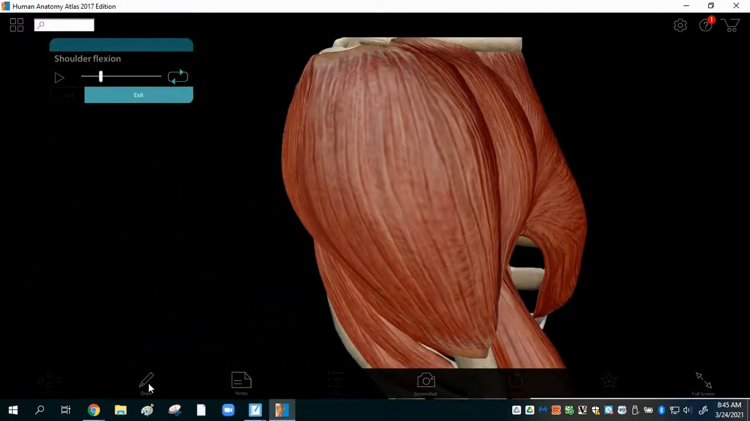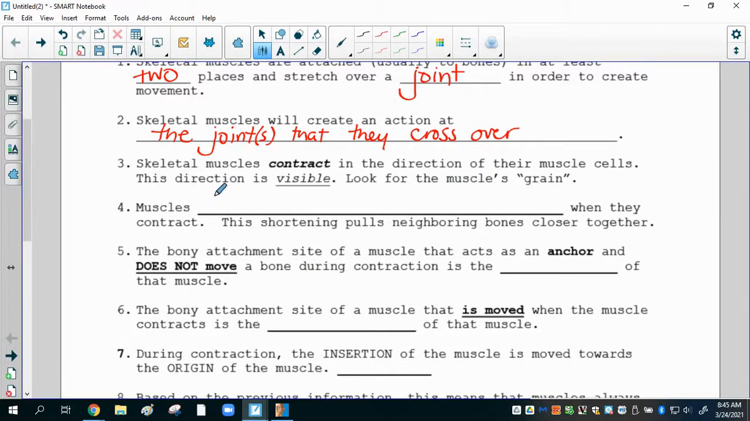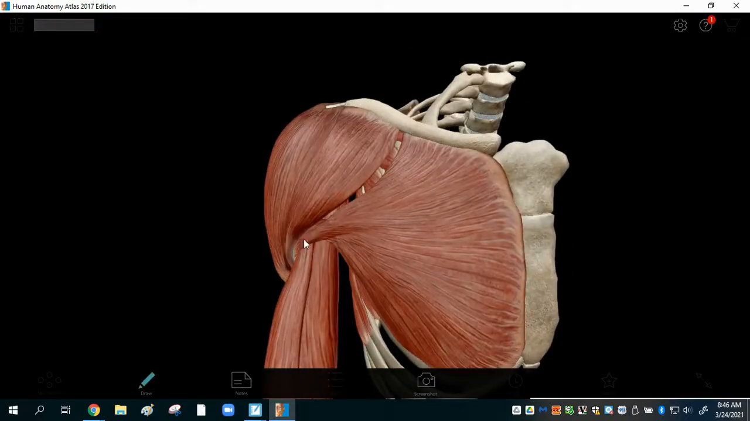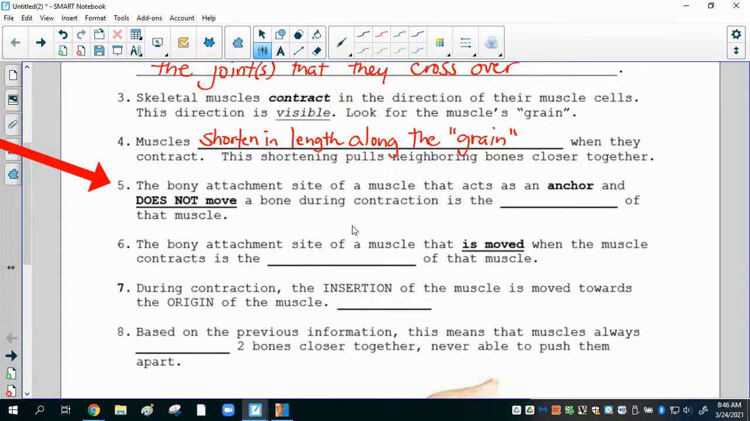All right, rule number 4, muscles shorten in length along the grain when they contract, and that's what I was just illustrating. So this muscle, for example, of the chest will have to shorten along this length. So this will be moved closer to this, or this will be moved closer to this. We have to figure out what's more reasonable. The bony attachment site of the muscle that acts as an anchor and does not move during contraction is called the origin. This seems trickier than it is with the wording.